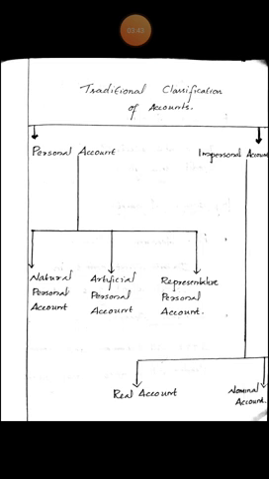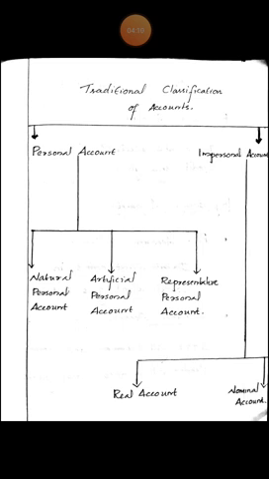Then next is impersonal accounts. Accounts which are not personal are impersonal accounts. Examples: machinery account, cash account, bank account, etc. Impersonal accounts are divided into two: real accounts and nominal accounts.